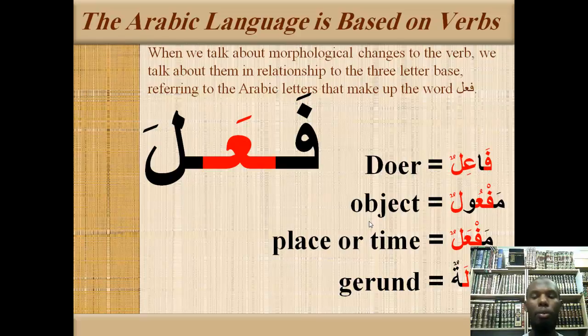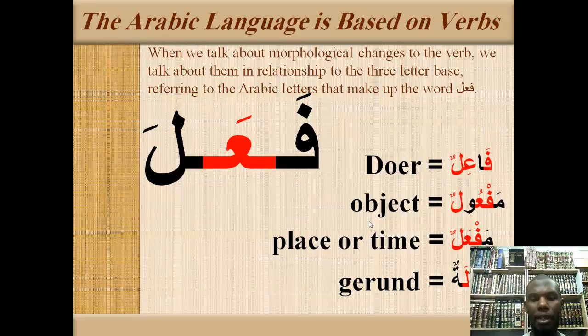Look at the word fa'il, which represents the doer form. When we talk about forms in morphology, we call them awzan. The singular of that is wazn. So we would say that fa'il is a wazn. So this is wazn fa'il. In the wazn fa'il, what has happened?